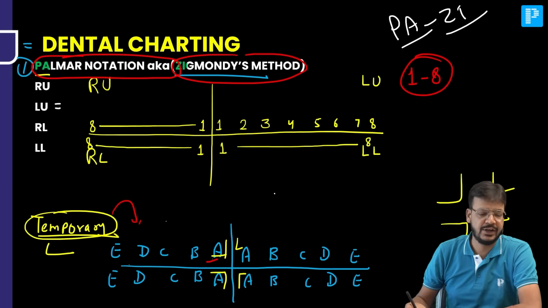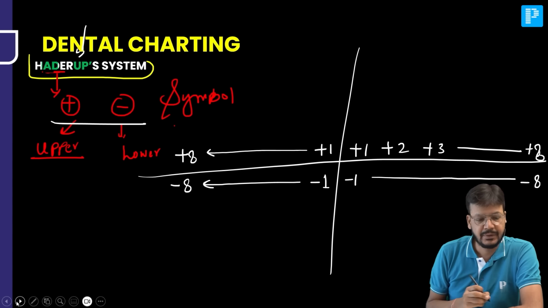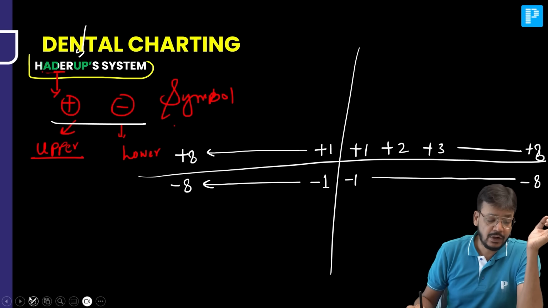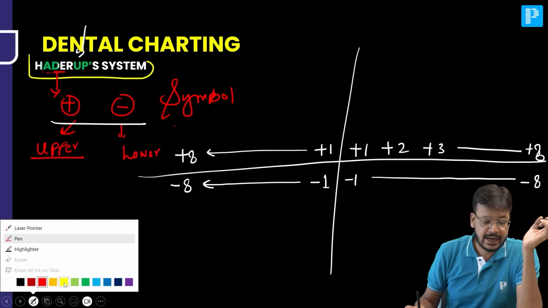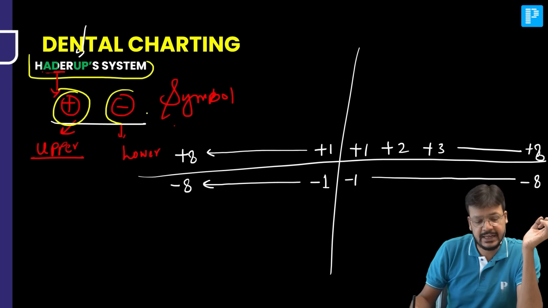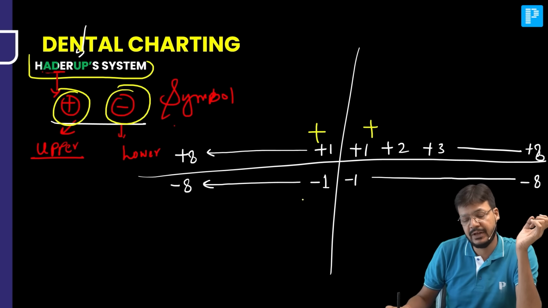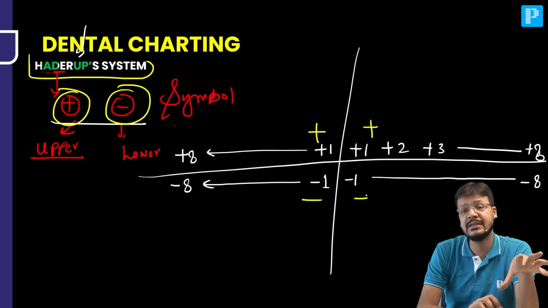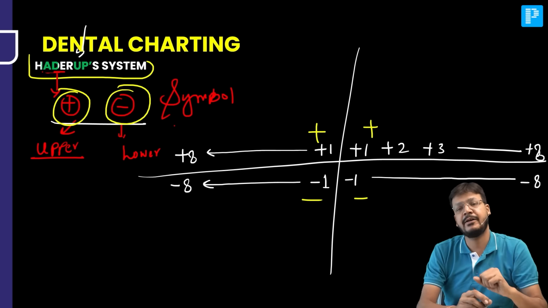This is Palmer notation or Zsigmondy method. But sir, if along with upper teeth we write down plus, and for lower teeth we write down minus, that will be the Haderup formula. So if plus minus symbols are given, that will be the Haderup formula.